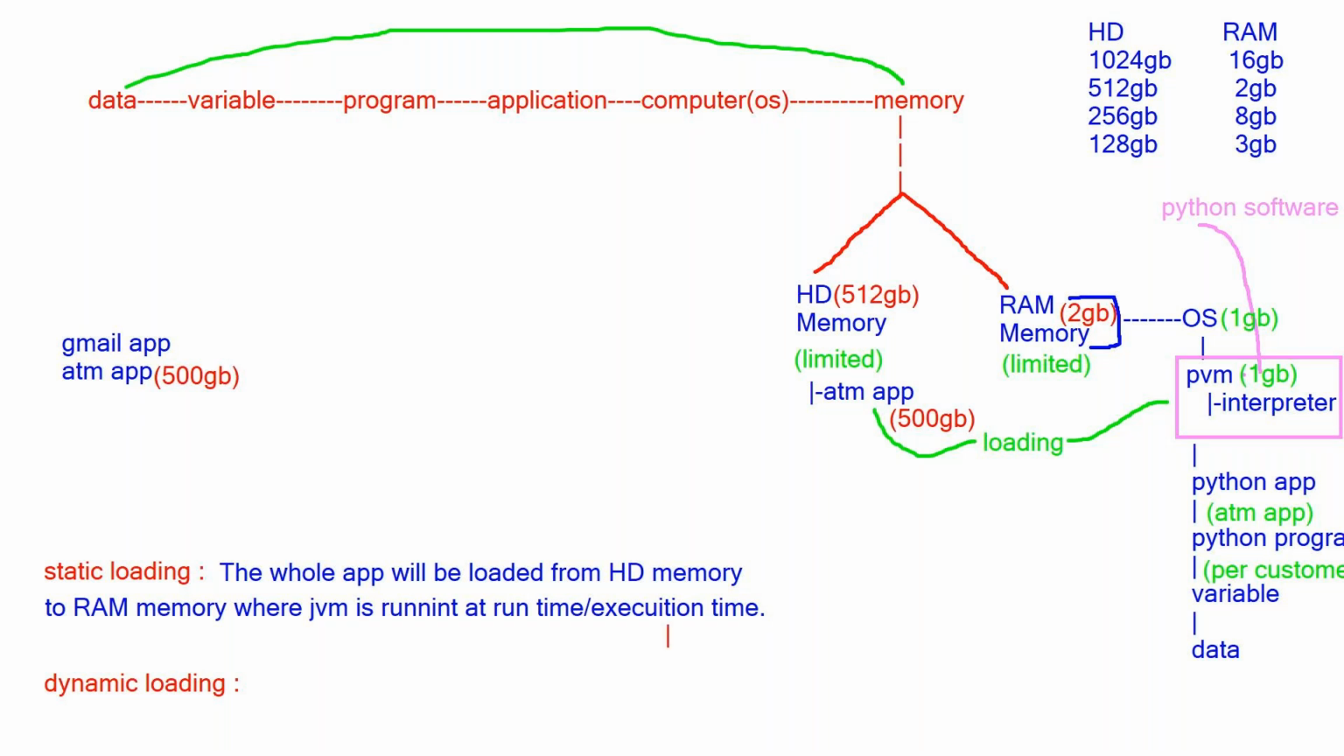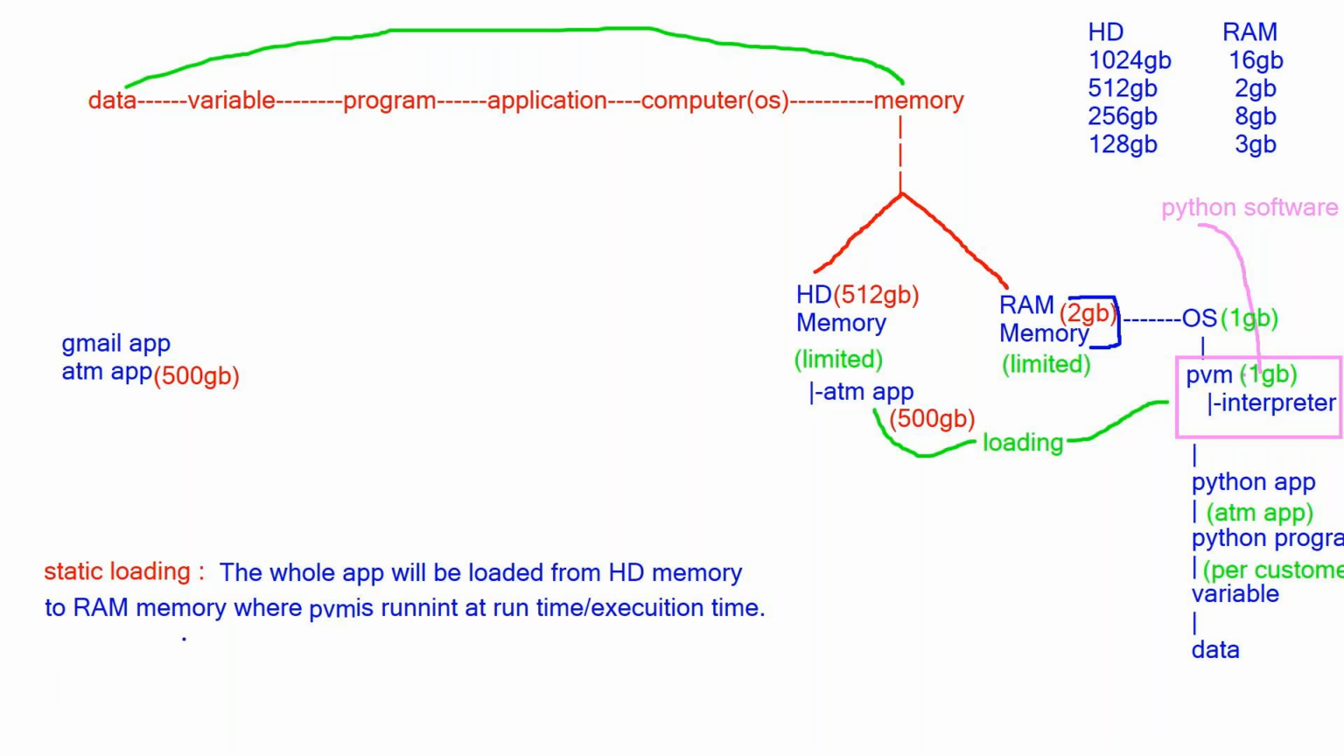In dynamic loading, what will happen? The entire application will be divided into parts. Oh, sorry, I said JVM. That is the Java virtual machine in the case of Java. I am teaching Java also, so by mistake it came here. Sorry for the inconvenience. It's the PVM, the Python virtual machine. By mistake, if any time I say JVM, please understand it as PVM.